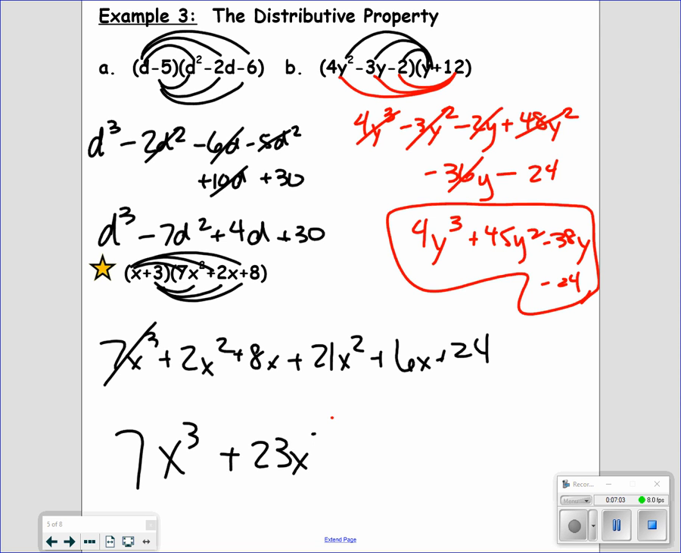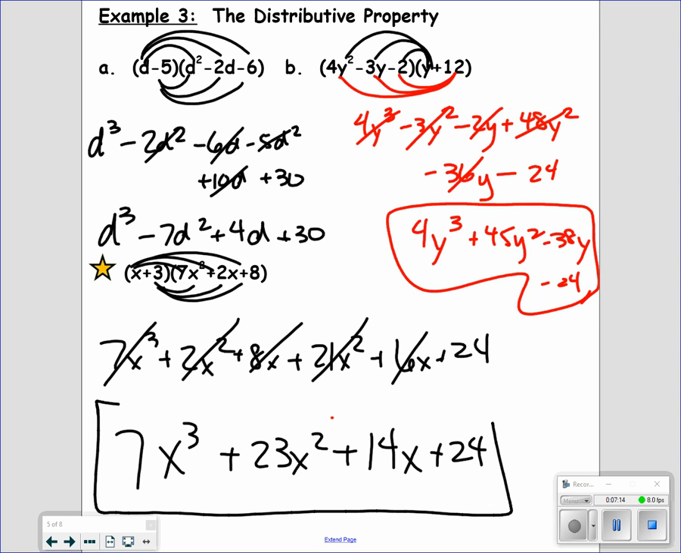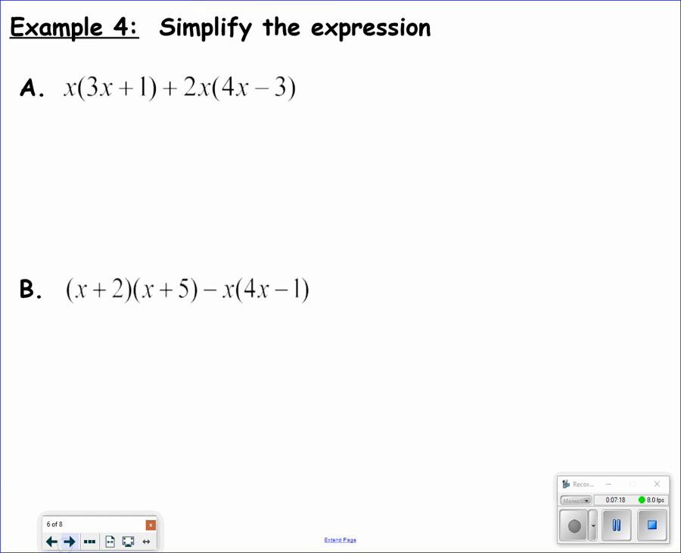The only way for it to be alike, or this was back to section 7.1, is for it to have the exact same letter and the exact same power. Do not add anything together that's not alike. This is just upgrading. It's actually putting 7.1 and 7.2 together. So I'm going to distribute.